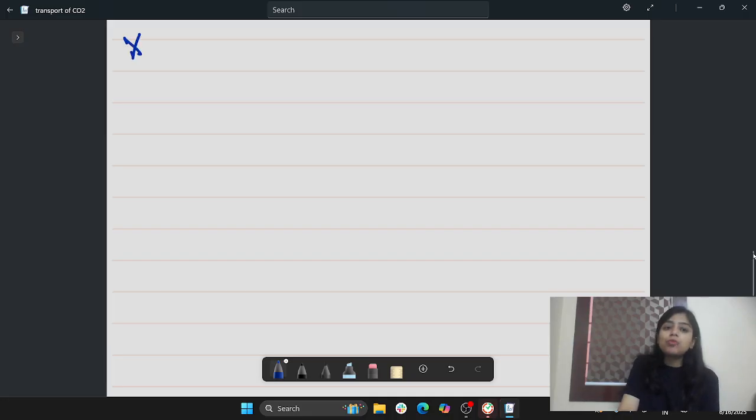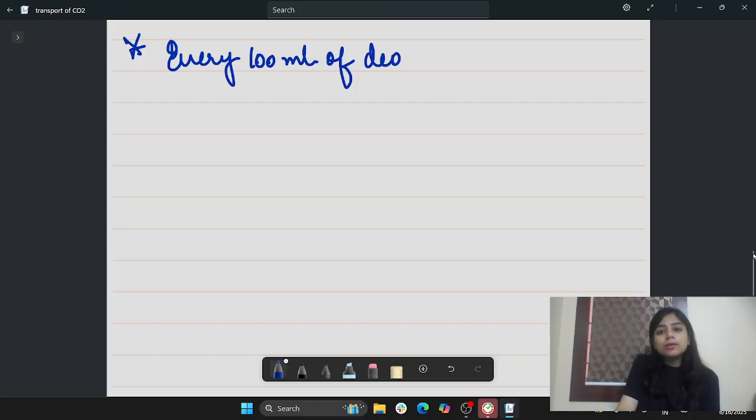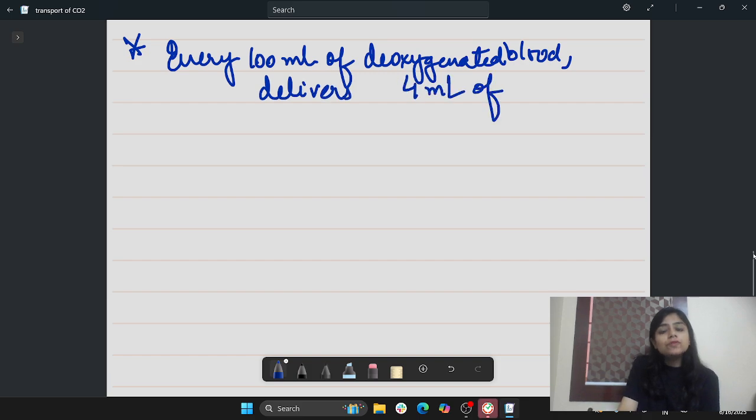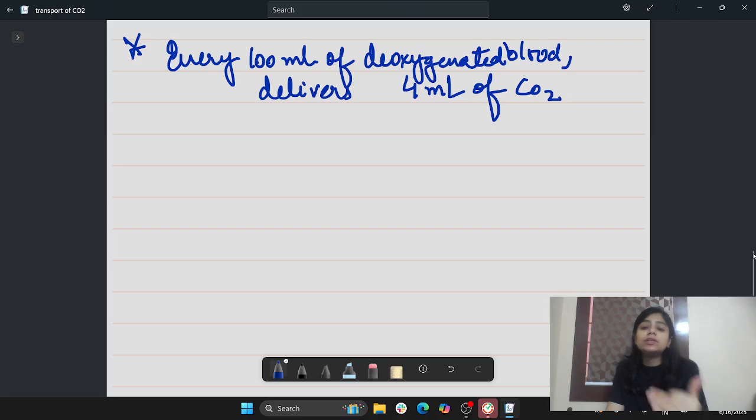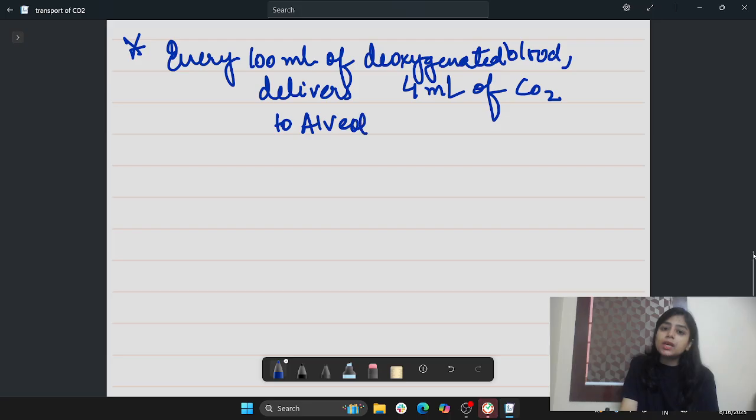One more thing which is very important, given in your NCERT: every 100 ml of deoxygenated blood delivers 4 ml of CO2. That means where is the carbon dioxide ultimately getting delivered? It is ultimately getting delivered into the alveoli. If the question talks about carbon dioxide, you know it is ultimately getting delivered at the tissue site. So that is how you will answer the questions.